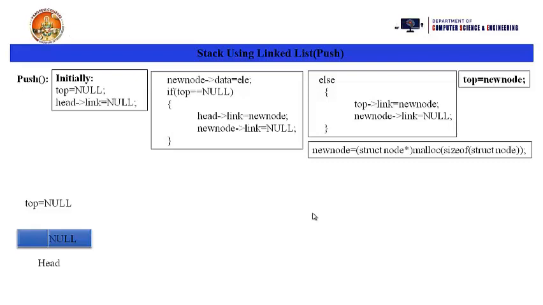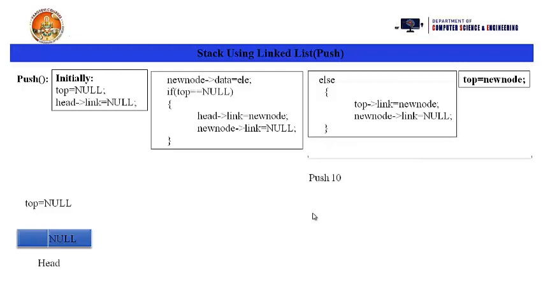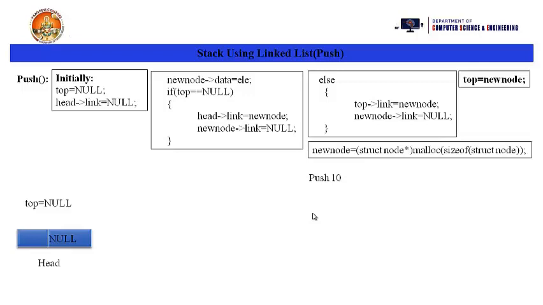Then I want to push one element, 10. First we need to create the memory location for the node by using this statement: newnode = (struct node*)malloc(sizeof(struct node)). By using this malloc function we can allocate the memory at runtime. So we are using the malloc function here to allocate the memory, and the name of the node here is newnode.